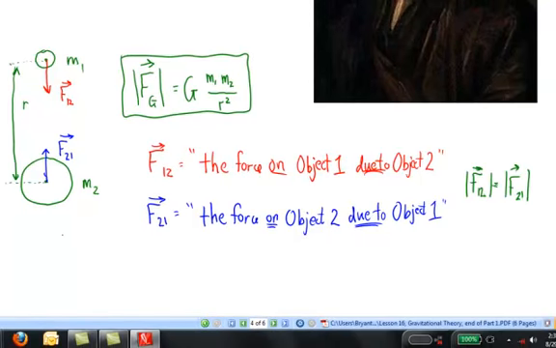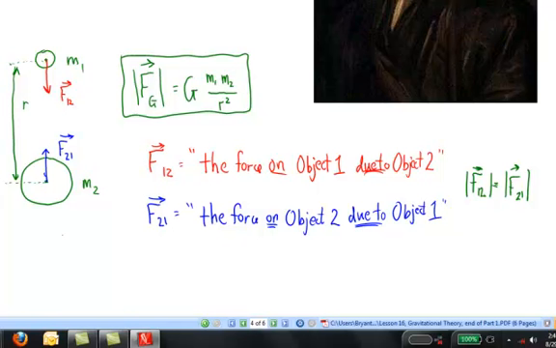Now, we're going to see that here is a hint at Newton's third law. Basically what it says is the force that object 1 experiences due to object 2 is going to be equal in magnitude and opposite in direction to the force that object 2 feels as a result of object 1. Those two forces are equal in magnitude, they're opposite in directions. We're going to call these action and reaction pairs. We'll have a lot more to say about action and reaction pairs in the coming days.